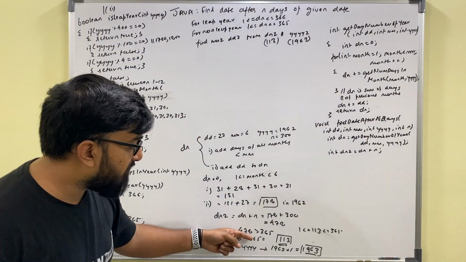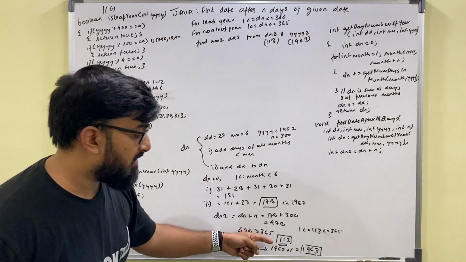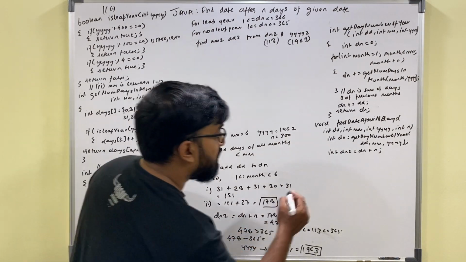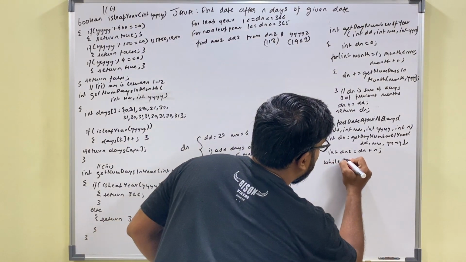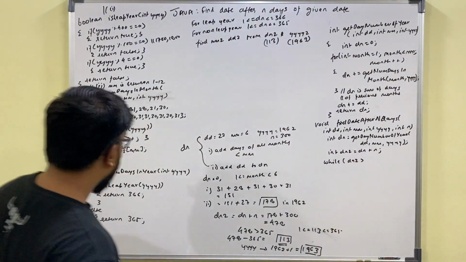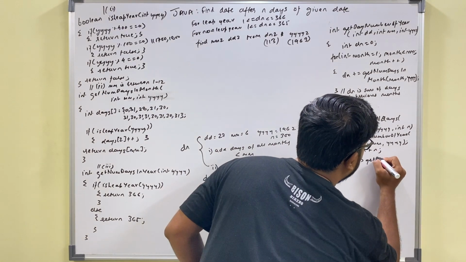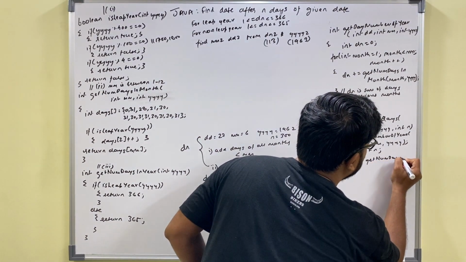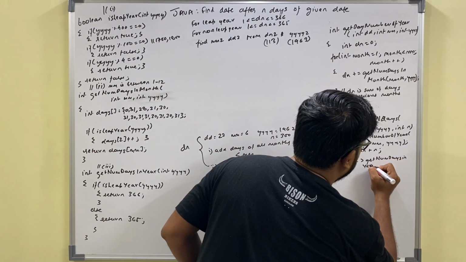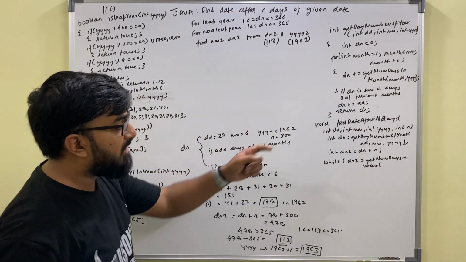Then we need to check if this day number is greater than the number of days in the given year. So while dn2 is greater than getNumDaysInYear, which is the function we are using now, and we pass yyyy.